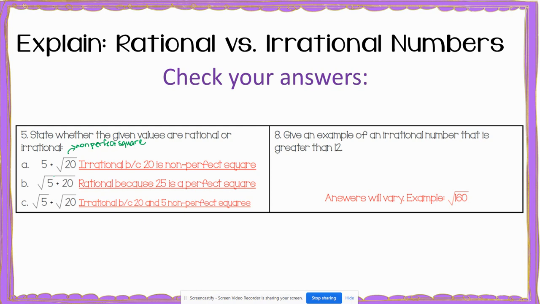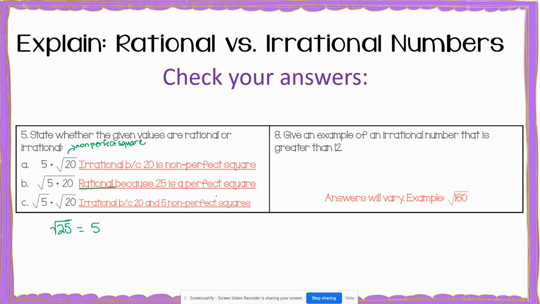Now, B says the square root of 5 plus 20. Well, in this case, because 5 plus 20 is underneath one radical symbol together, we would be adding the 5 and the 20. So this really says the square root of 25. Well, the square root of 25 is equal to 5 because 5 times 5 gives us 25. Since 5 is a whole number, we know that this is rational, and that's because 25 is a perfect square, which gives us a whole number answer.